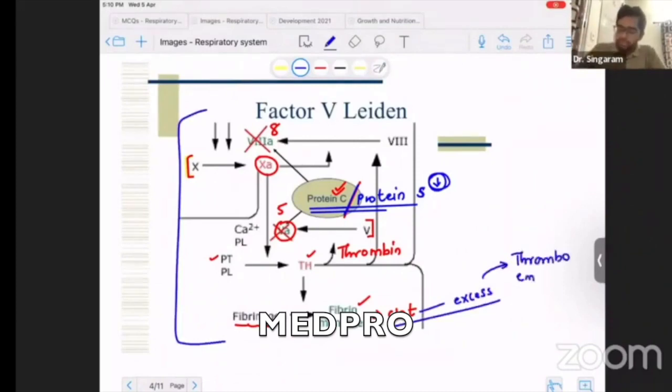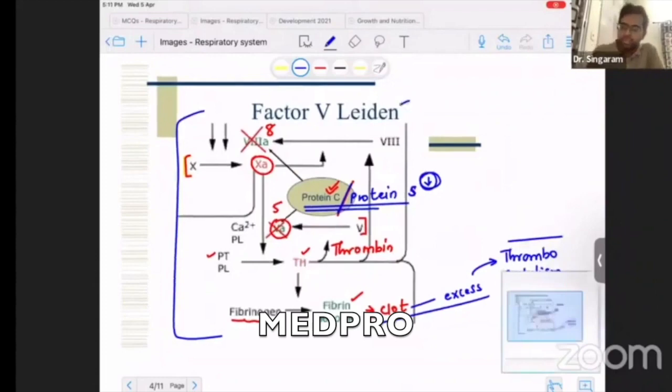I hope you are able to follow this. Excess clot formation will result in thromboembolism. That is why protein C and protein S deficiency predispose to recurrent thromboembolism. Then what's the next one? Factor V Leiden mutation. What is the meaning of this factor V Leiden mutation?